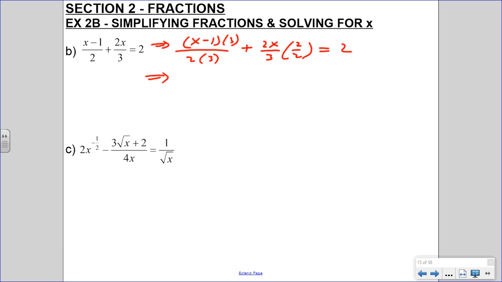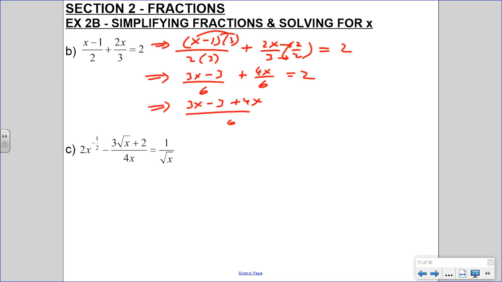So we can multiply this out already, so that's 3x take 3 over 6, brilliant, plus top times top, bottom times bottom, so 4x over 6, perfect. Now we can put this all together, so (3x take 3 plus 4x) over 6, because the denominators are the same. So that's (7x take 3) over 6 equals 2.